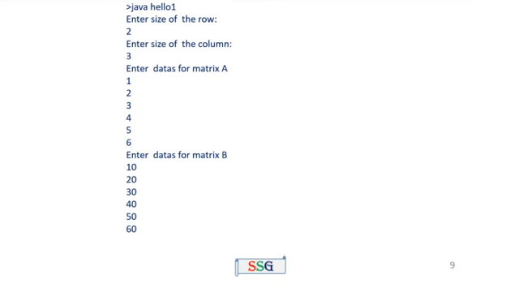That means the first row first column is added with the first row first column of the second matrix. The result: 10 plus 1 is 11, 20 plus 2 is 22, 30 plus 3 is 33, 40 plus 4 is 44, 50 plus 5 is 55, 60 plus 6 is 66.